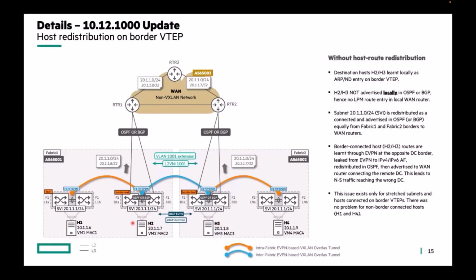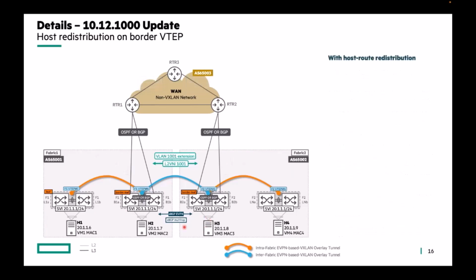There is no problem for non-border connected hosts, that is H1 and H4. We'll talk about it, but I'll tell you here that we already have this feature, redistribute host route, in the EVPN context today. So we are redistributing these hosts under EVPN and they are getting learned properly. There are no issues on H1 and H4. We are talking about issues with H2 and H3, and hence redistributing host route becomes crucial to support server attachment on border VTEP.